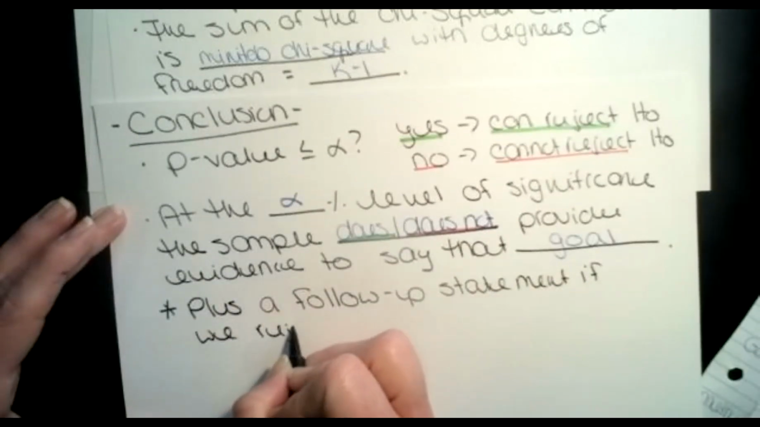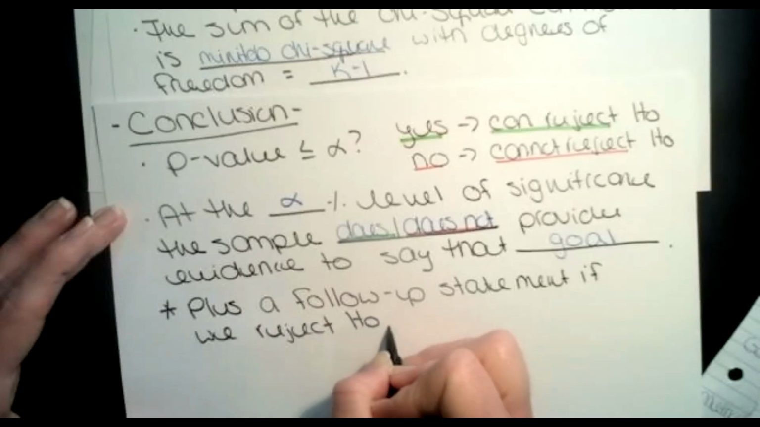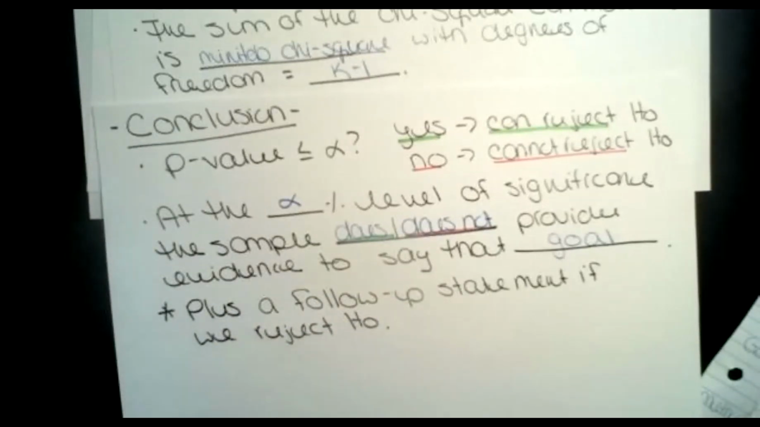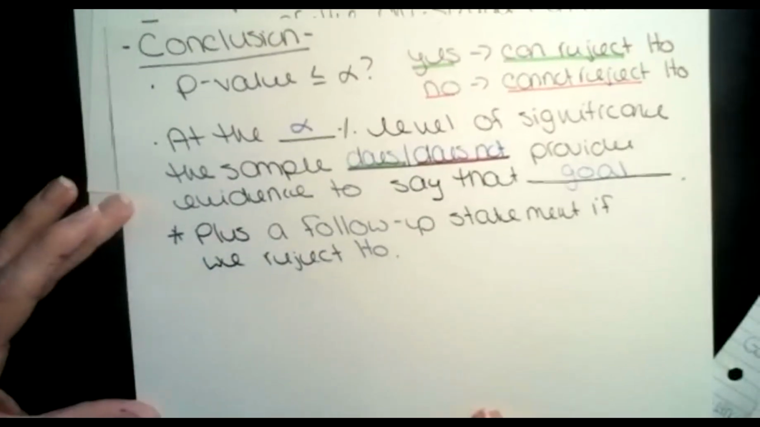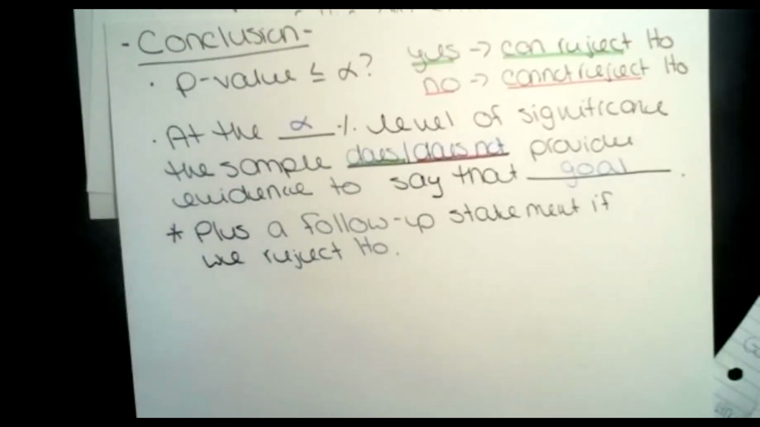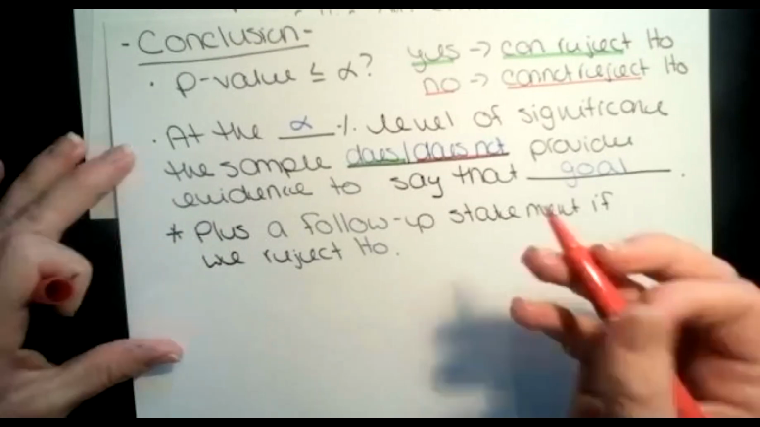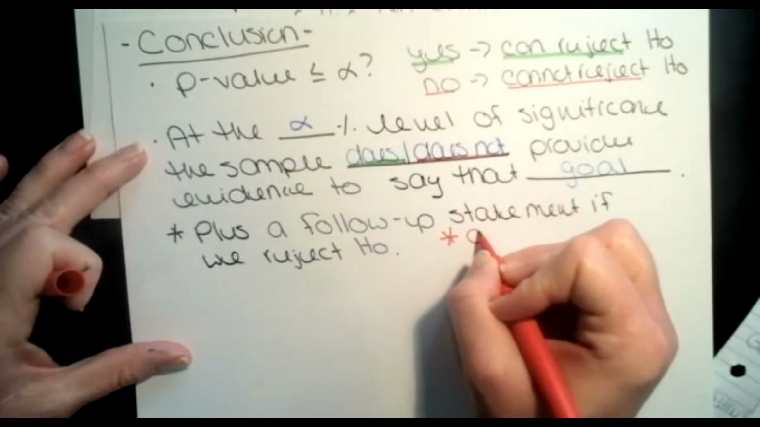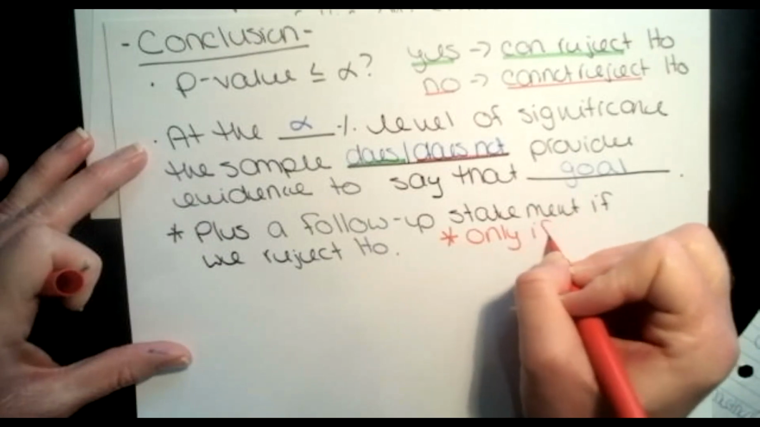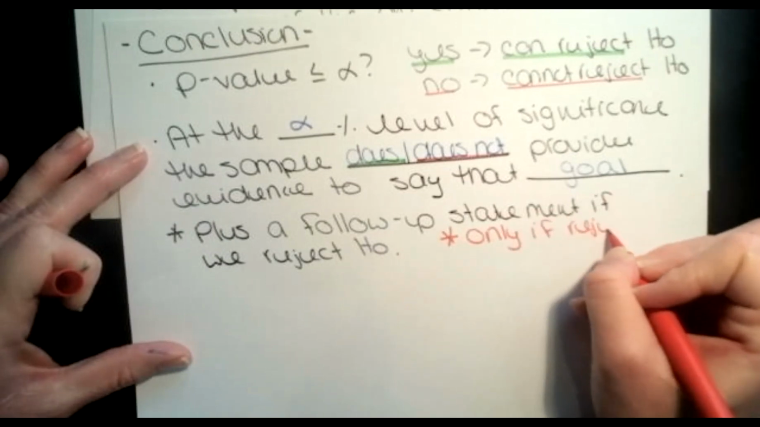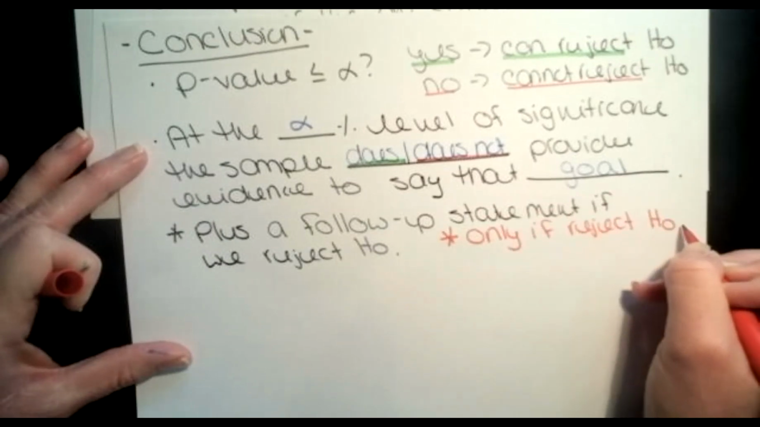If we reject the null. So only if we reject the null, we're going to have this follow-up statement. It's not going to be all of the time. It's only if we reject the null. Let me just write that. Only if we reject that null.